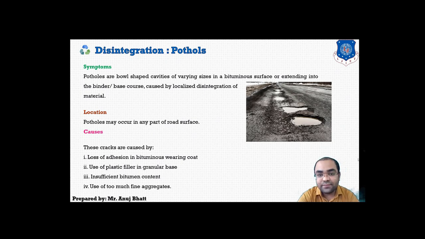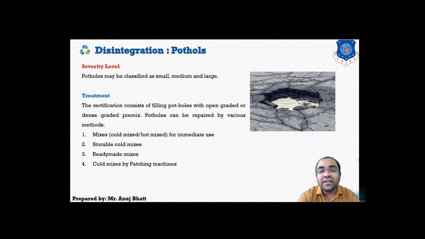If we talk about the severity level, the potholes may be classified as small, medium and large. A small pothole is defined as a depth of 25 mm and a width of 200 mm. Then the medium pothole is defined as 25 to 50 mm deep and 500 mm wide. The large potholes are those greater than 50 mm depth and 500 mm width.